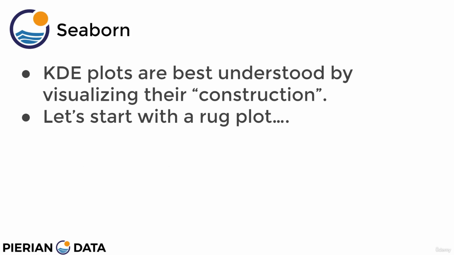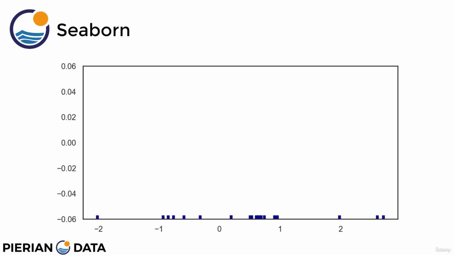I mentioned that KDE plots are really best understood by visualizing their construction. And we can do this by first starting off with a rug plot. What we're going to do is just take a sample of some sort of continuous feature, and this feature can be negative or positive or both, doesn't really matter here. And here we have the rug plot for that feature. So it looks like more or less this feature is centered around 0, but it looks like we have slightly more points on the positive side than the negative side.